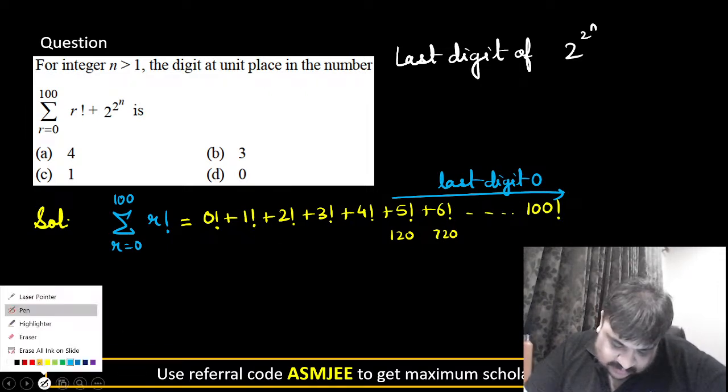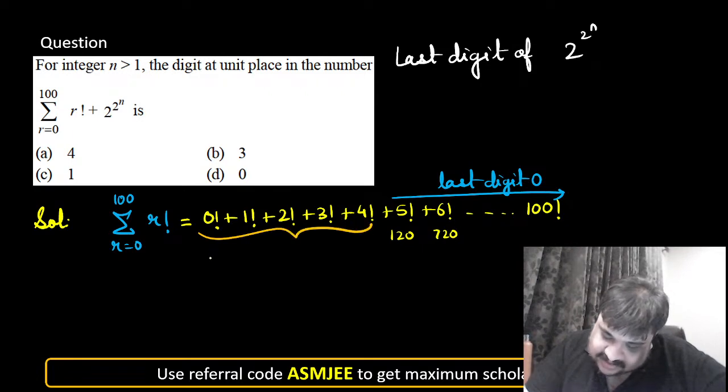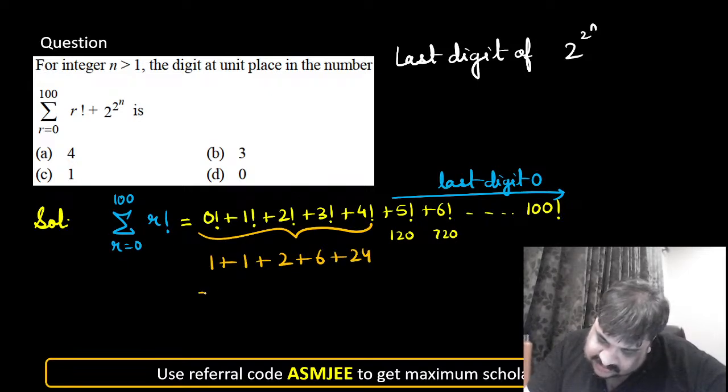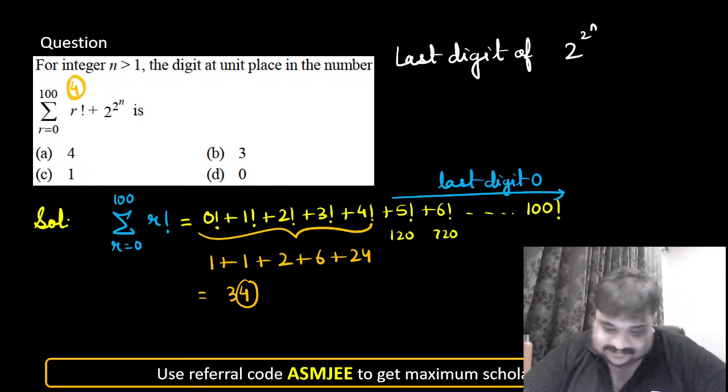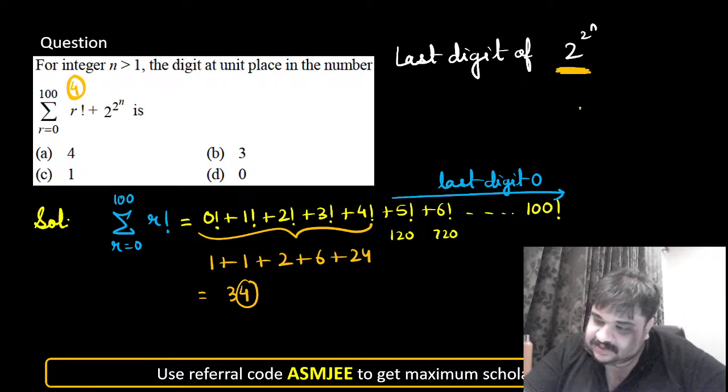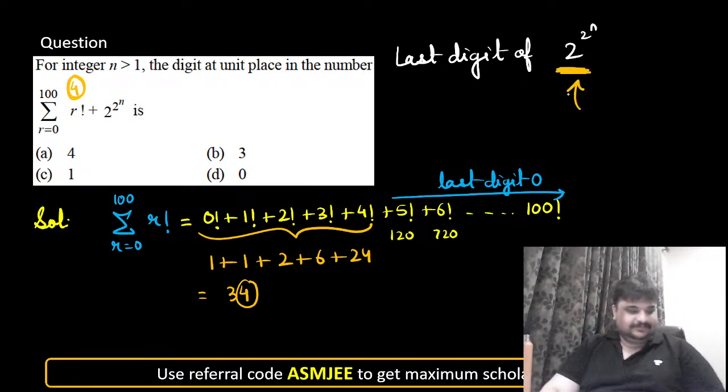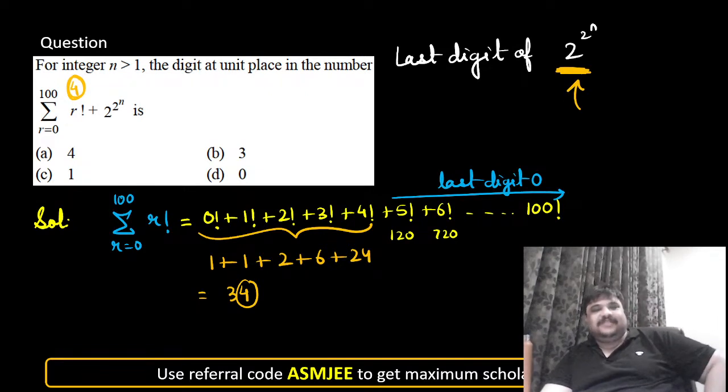So they will not contribute anything towards the last digit. Only these will contribute. You can calculate their value: 1 plus 1 plus 2 plus 6 plus 24. What is it? 10, 34. So this has last digit 4. But this other part is also remaining, we'll have to check this one. So the last digit of summation r factorial is 4. But 2 raised to the power 2 raised to the power n is also remaining. Let's solve that part.